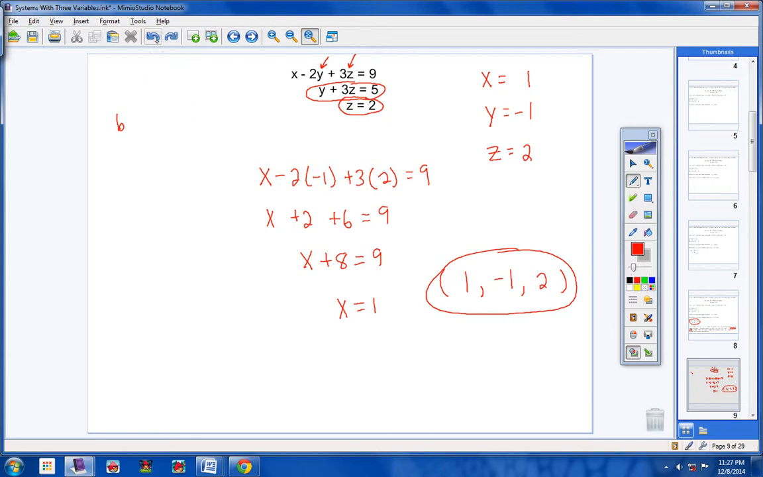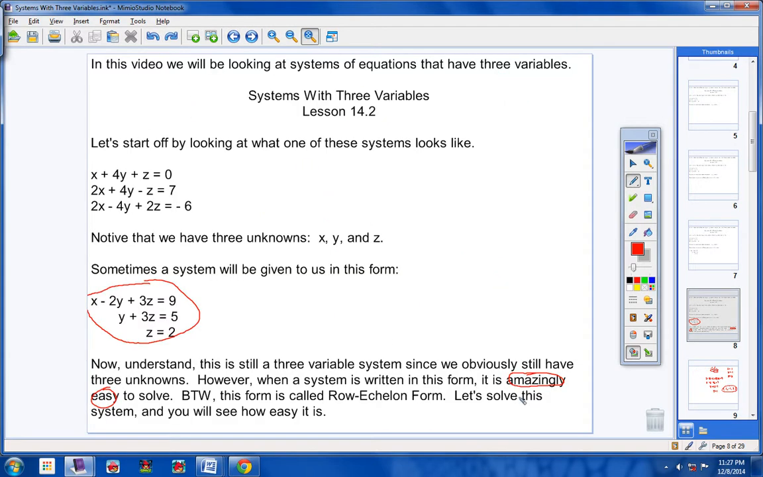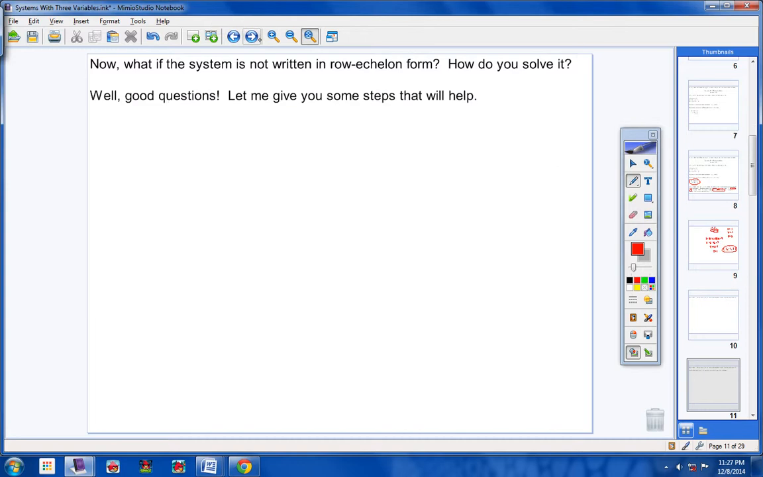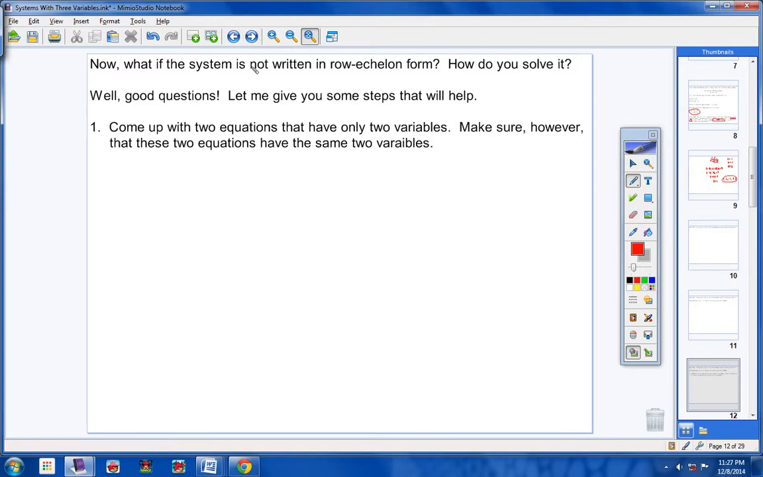So notice when a problem is written in row echelon form, it is really, really easy. And understand I will not be giving you many of these on a test or a quiz. Now, what if the system is not written in row echelon form? How do you solve it? Well, good question. Let me give you some steps that will help. Here we go.